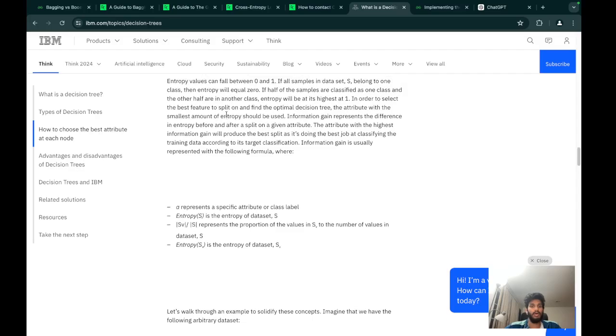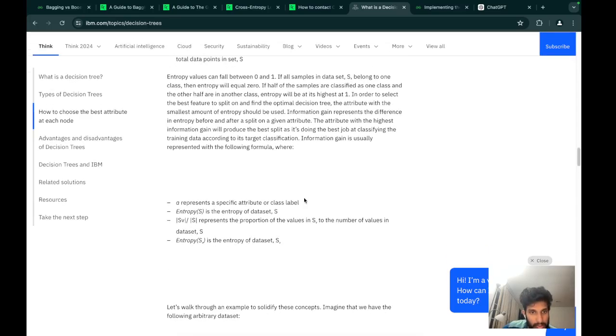Oh my god, what is v, bro? They just use j instead of v. The attribute with the highest information gain will produce the best split, as it is doing the best job at classifying the training data according to the target classification. The hell?